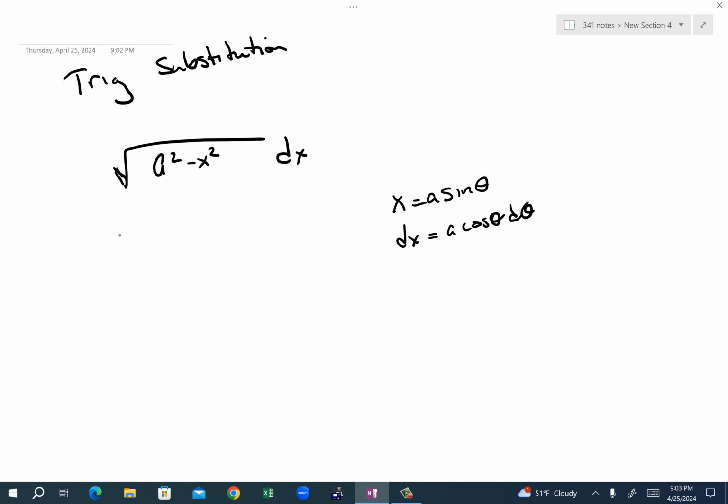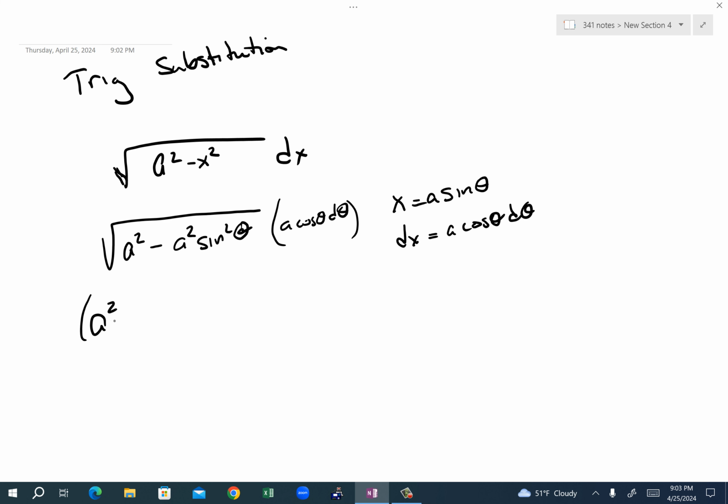Just keep with me. Here's the game. So this becomes a squared minus a squared sine squared, and here you replace dx with a cosine theta d theta. And you're like, can't you factor out an a squared? Well, you sure can. Nice job.